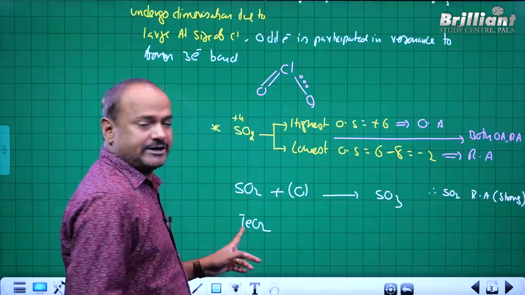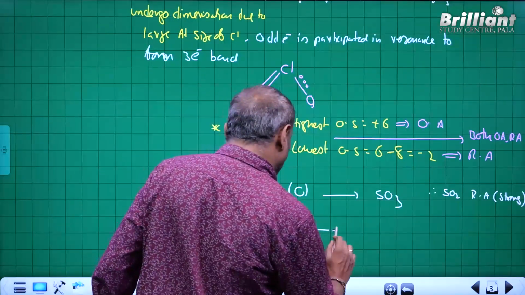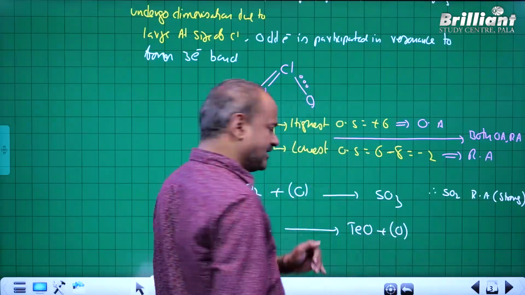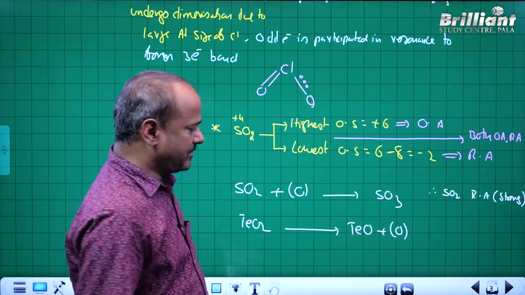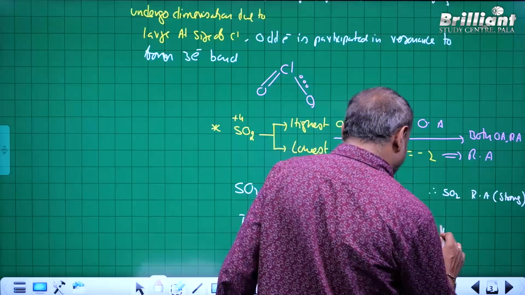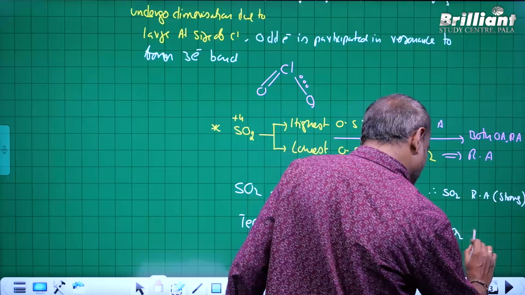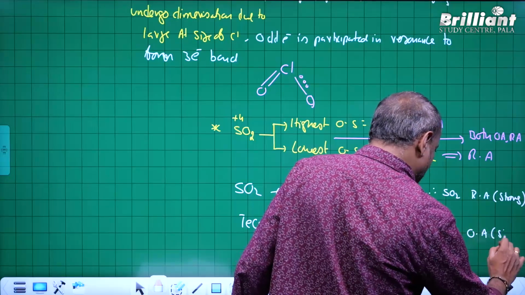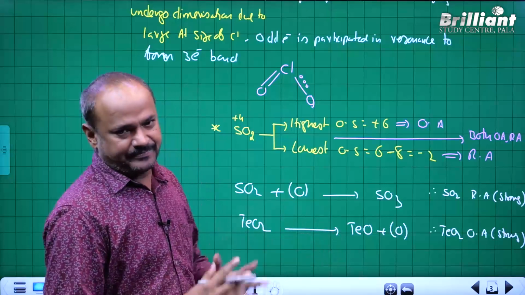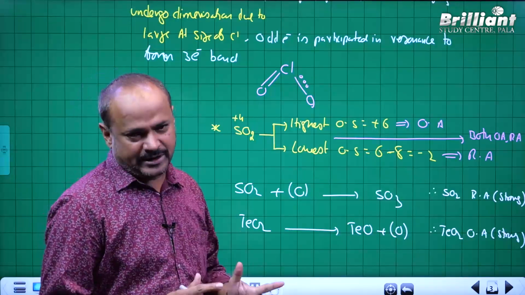TeO2, due to large atomic size, has a tendency to lose oxygen. TeO2 gives TeO plus O, loss of oxygen, which is reduction. The compound undergoing reduction is an oxidizing agent. Therefore, TeO2 is called a strong oxidizing agent. This is a comparison only, but don't take only one property.